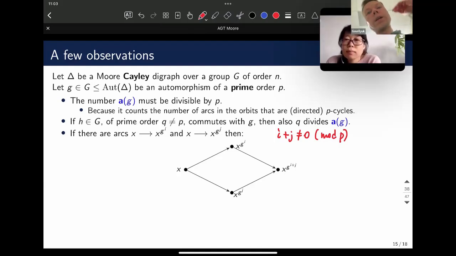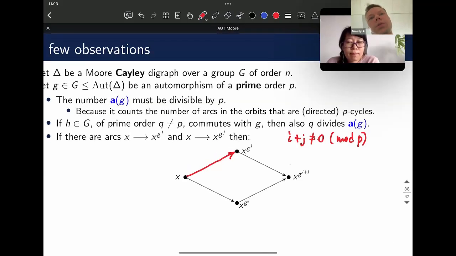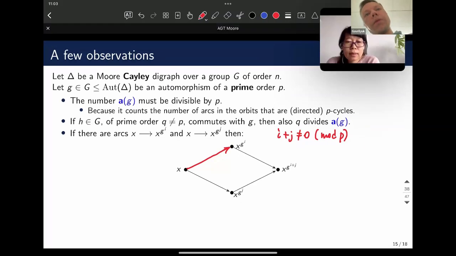So it is because, for example, if we have this arc, and then we can apply the automorphism G to the power of J to this arc. This would shift this arc and, oh, sorry. Yeah, this would map this arc to this one. And similarly, if we apply the same argument to this arc, we get this arc. So we get a quadrangle. So we get two trails of length 2 between this vertex and this vertex.